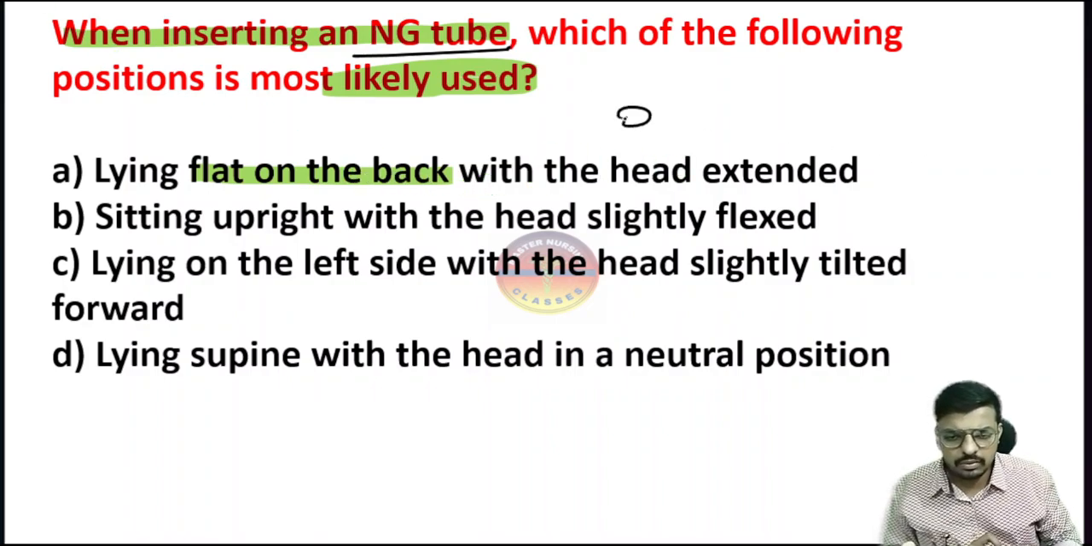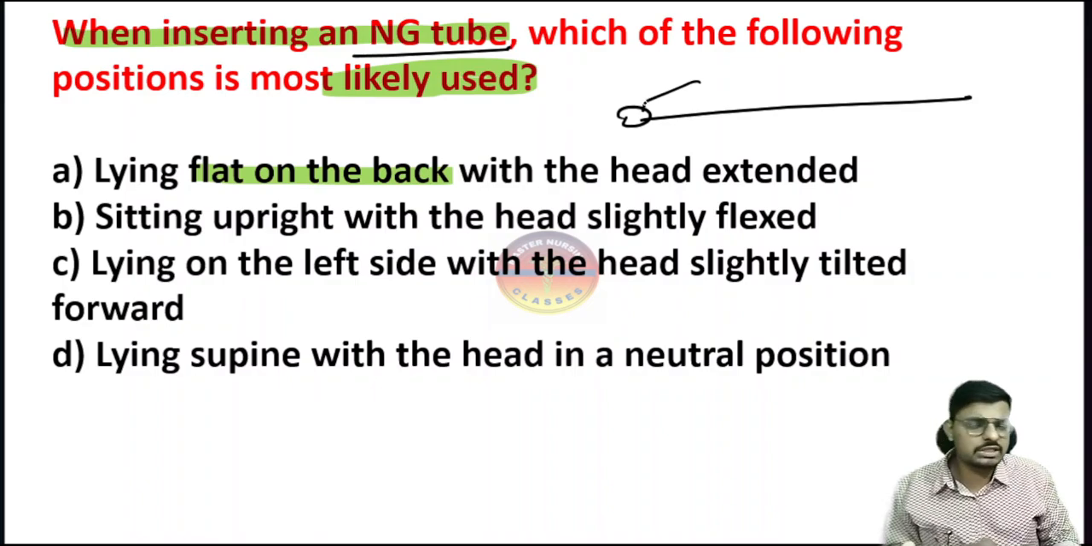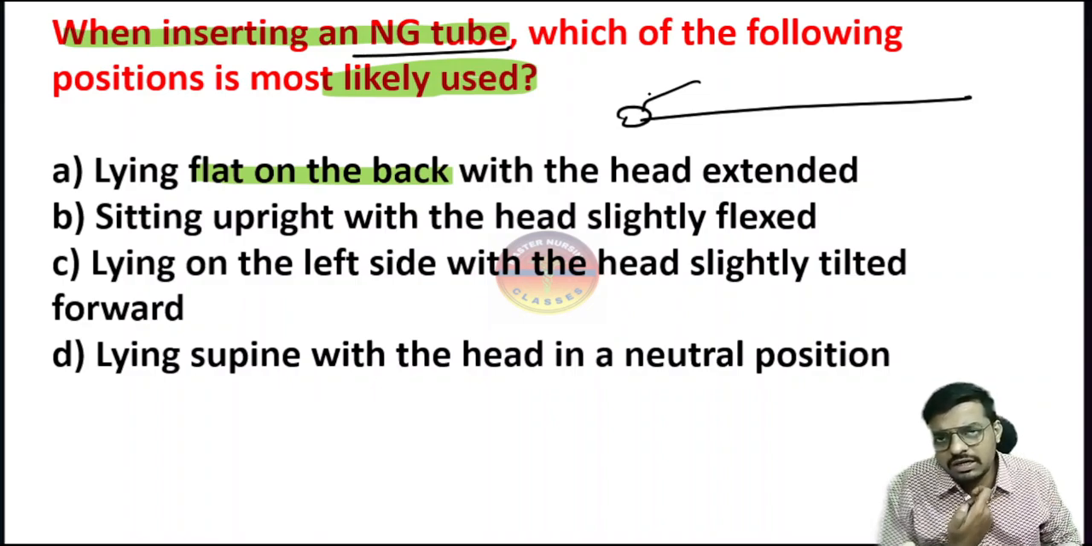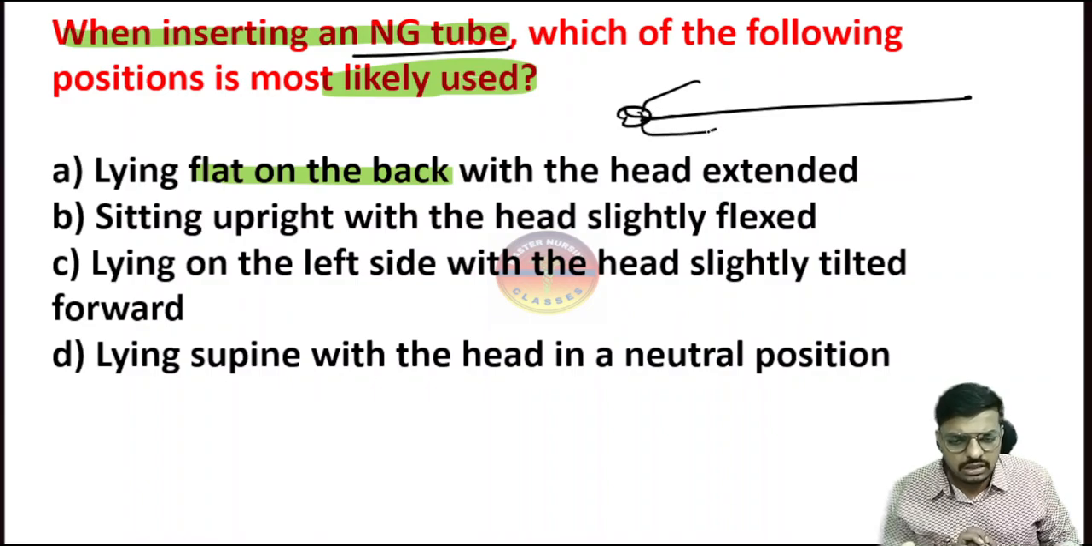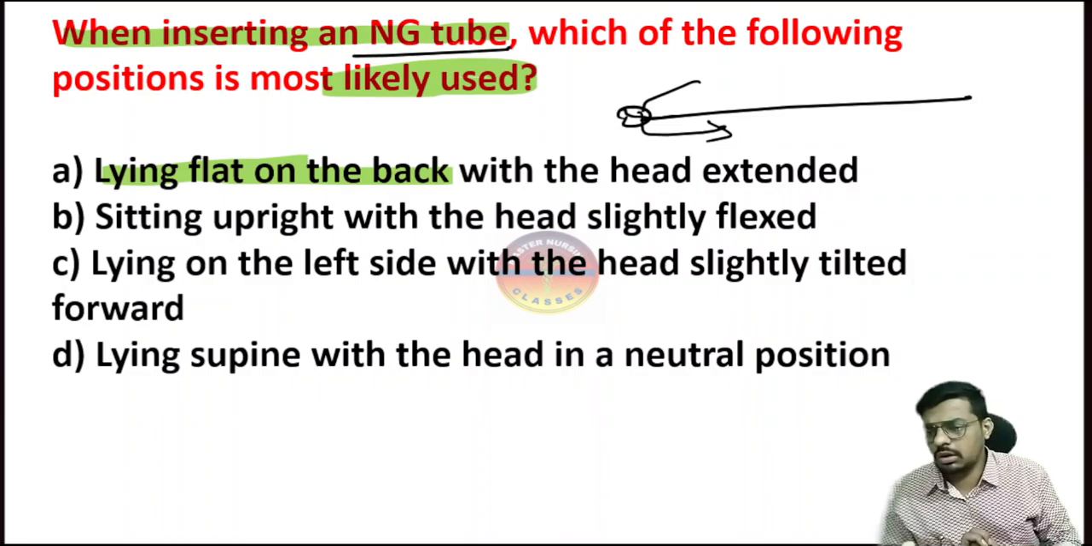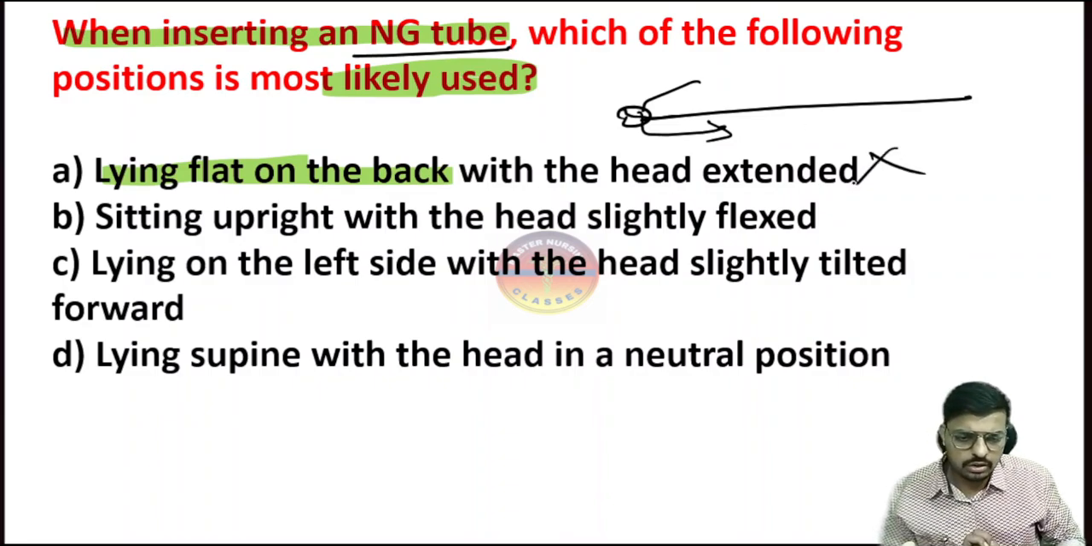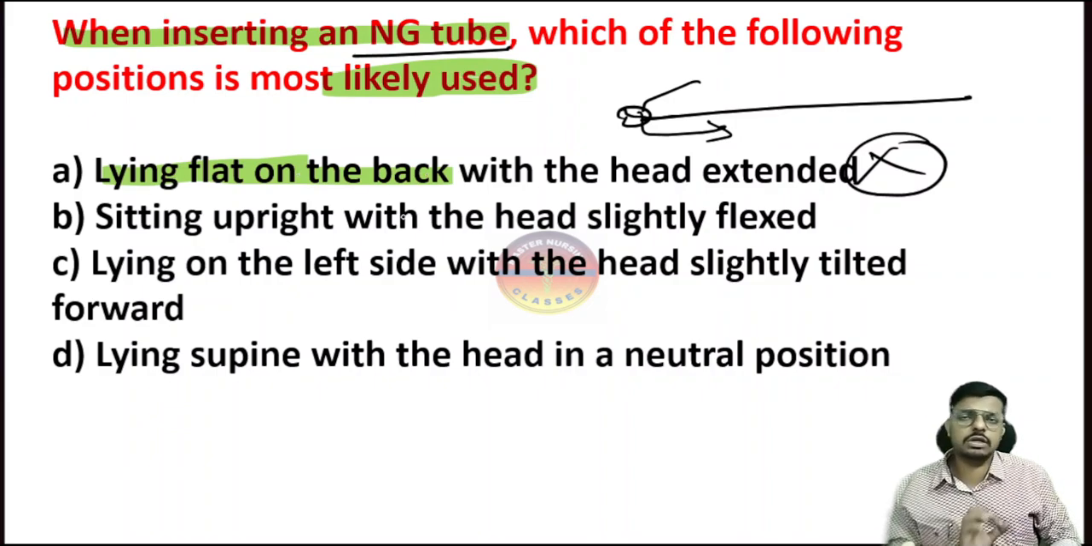If I give the flat position with head extended and insert the NG tube, I am stimulating my posterior pharynx. When I stimulate the posterior pharynx, the gag reflex will be induced, and the gag reflex may induce vomiting. If the patient is flat and the vomit comes to the mouth, there is the highest risk of aspiration. So don't give the flat position during the insertion of the NG tube. This is not a preferred position. I am eliminating option A.